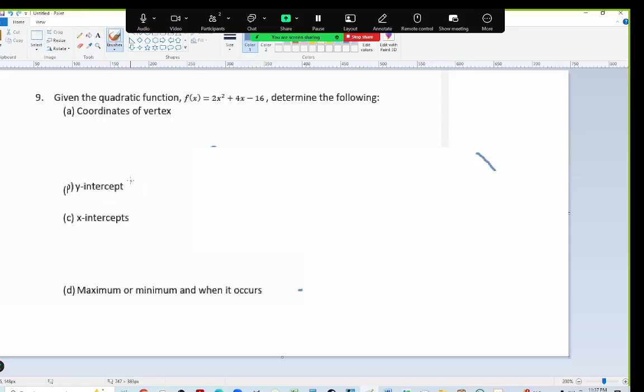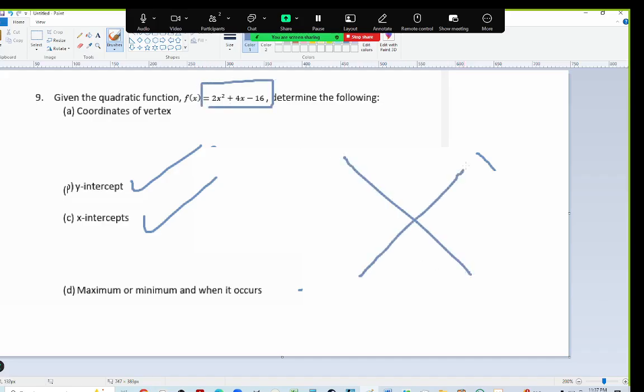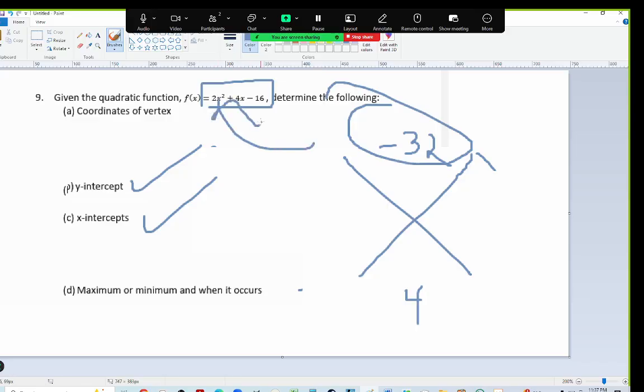All right. So we figured out the y-intercept. We figured out the x-intercepts by factoring. We could have factored it this way too. We could have said what multiplies out to -32 and adds up to 4. What did I do there? How did I get this from this?